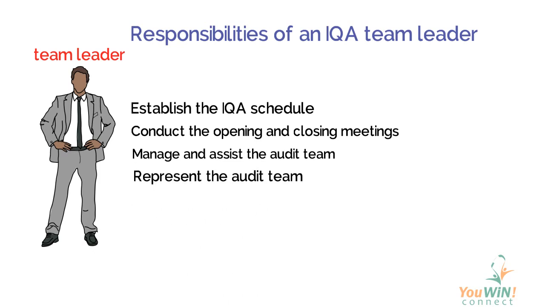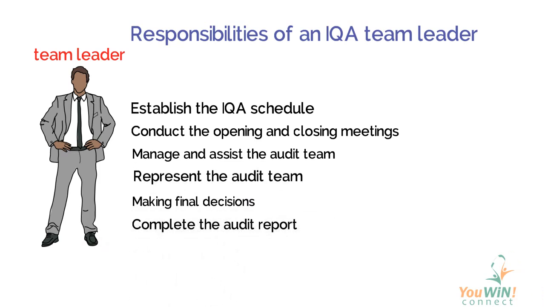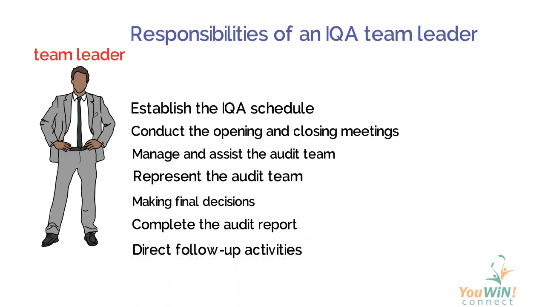Number 5, the team leader is responsible for making final decisions. Number 6, the team leader would complete the audit report. And lastly, the team leader directs follow-up activities. It is to be noted the team leader has the ultimate responsibility of the satisfactory performance of all phases of the audit, as well as for the professional conduct of the audit team members.